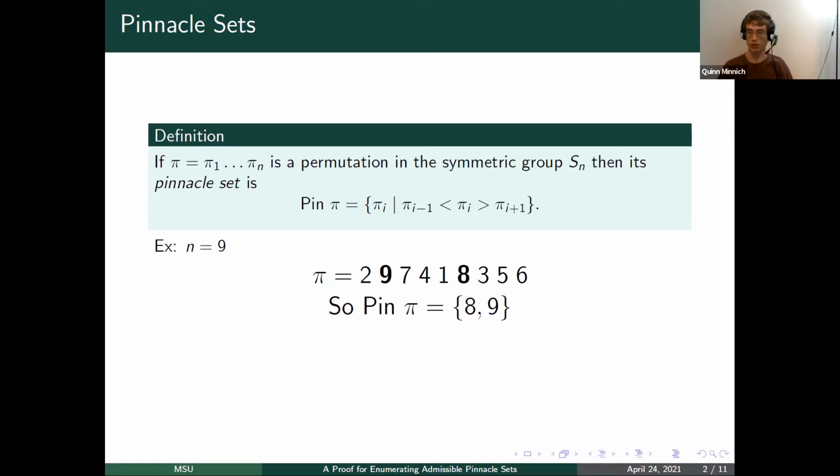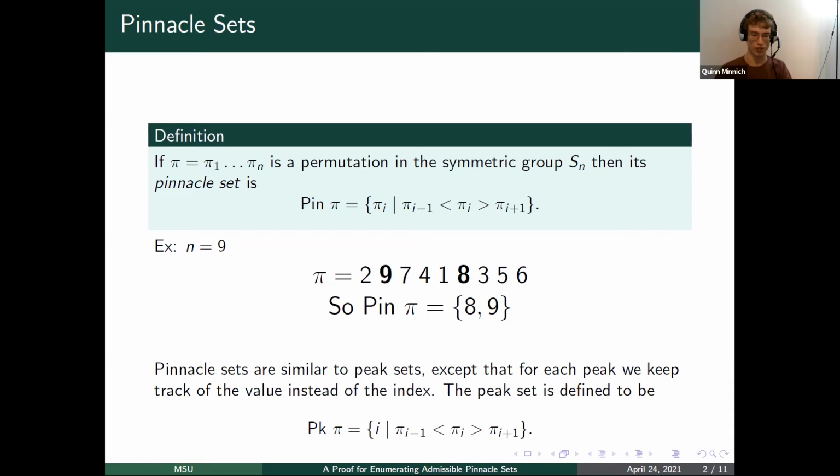Now, if any of you have dealt with permutations much in the past, you may be thinking this is similar to something called a peak set. And it is similar, although there is a difference. The peak set of a permutation is all the indices where an element is larger than the elements on either side of it. So pinnacles are the values, and the peaks are the indices of those values. I'm not going to talk about peaks in the rest of the presentation, so you don't need to worry about them. But if you're curious about the connection, that's what it is.